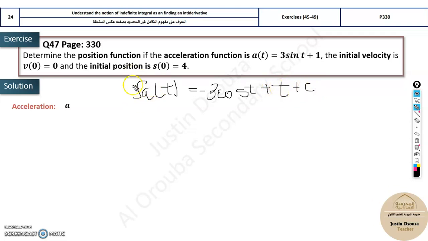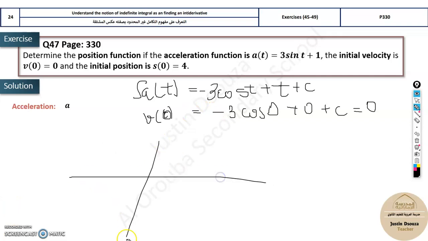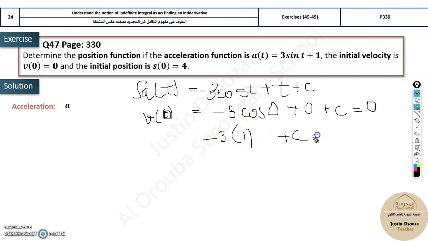This integral of a of t is v of t, okay? Now let me put t as 0, and wherever there is t, I have to put 0, plus c equals, what is the initial velocity? It's 0. But now look over here. What is cos 0? You can try it in your calculator. If you know the graph of cos, sine starts from 0, 0, but cos starts from 1. So the value of cos 0 is 1. So minus 3 into 1 plus c is equal to 0. Take this to the other side, c is equal to plus 3.